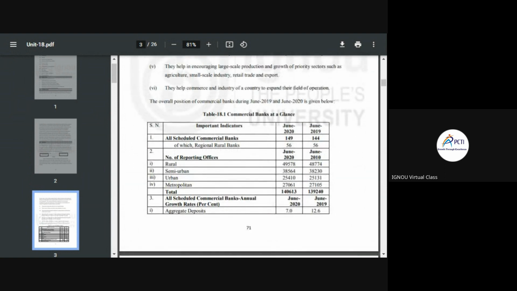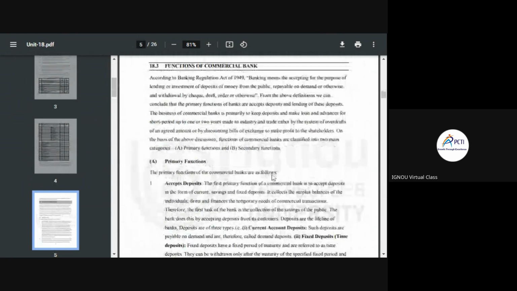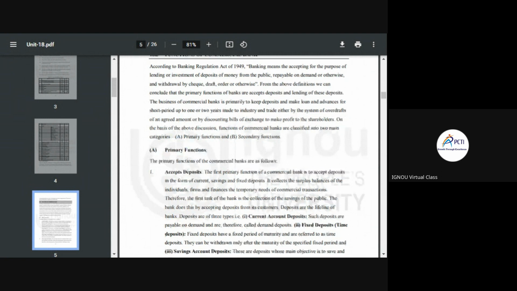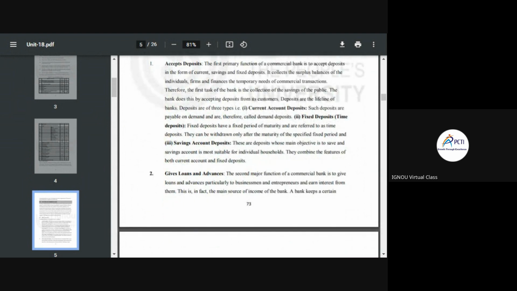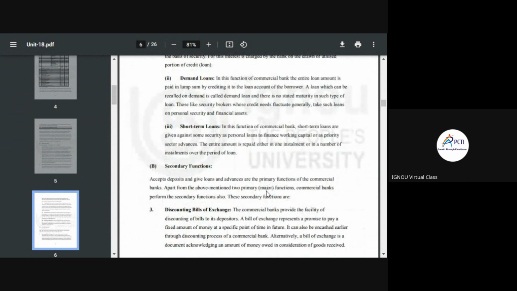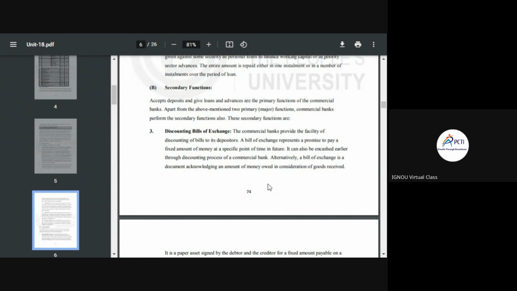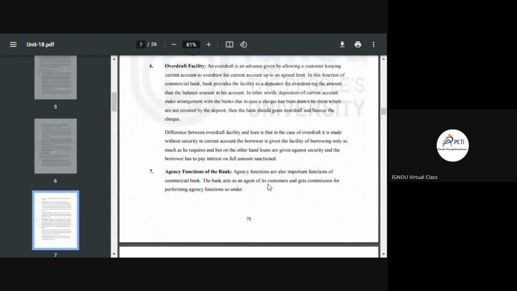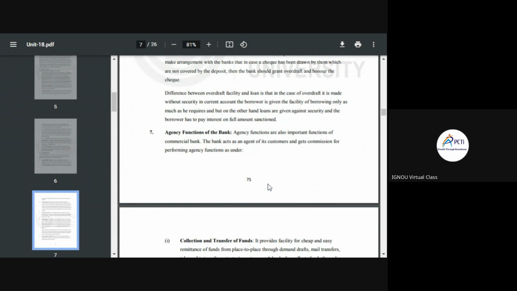Here you have the basic commercial bank's total balance sheet. Now we have the functions of commercial banks. The first one is the primary function, which consists of the acceptance of deposits like current account deposits, fixed deposits like time deposits, and then saving account deposits. The second is giving loans and advances like cash credits, demand loans, and short term loans. Then we have the secondary functions like discounting bills of exchange, credit creation, financing for foreign trade, overdraft facility, and then agency functions of the bank.